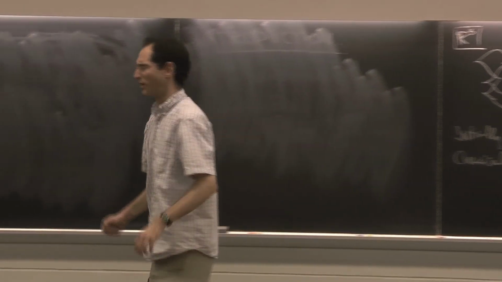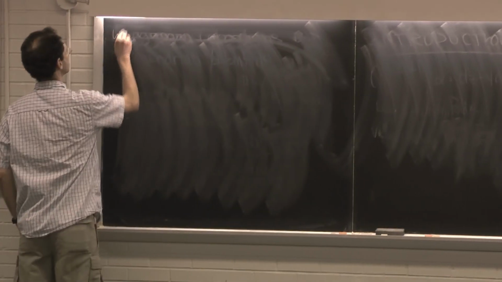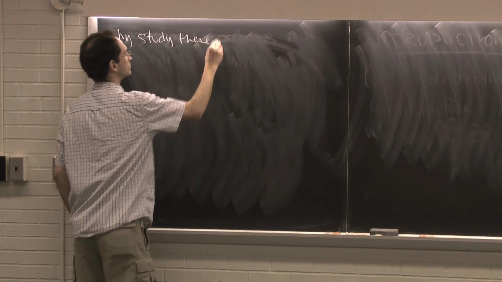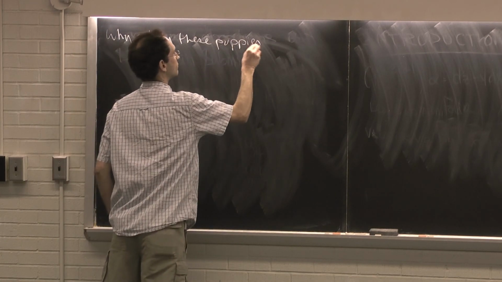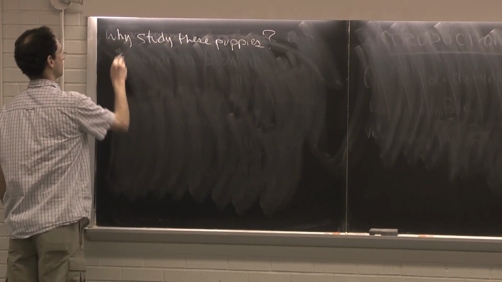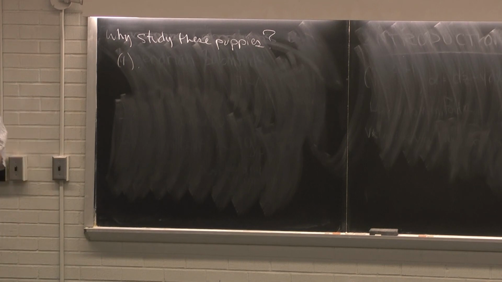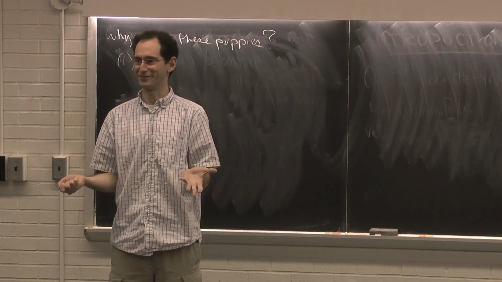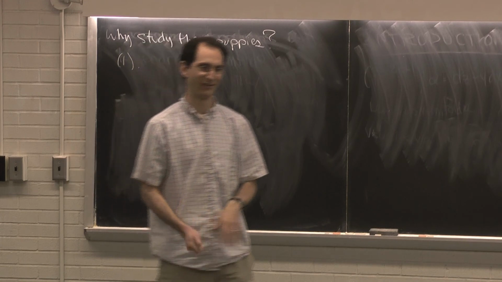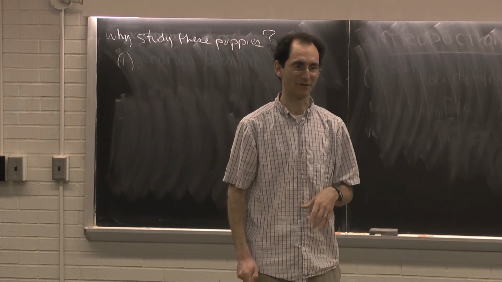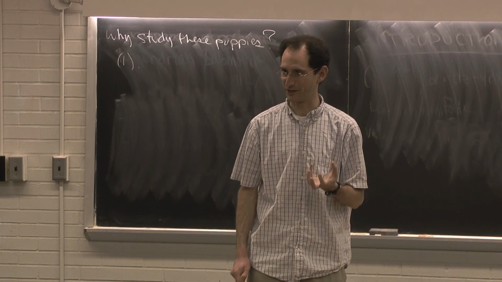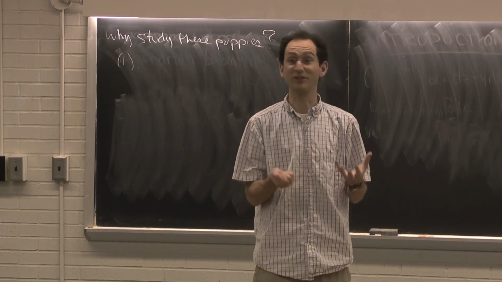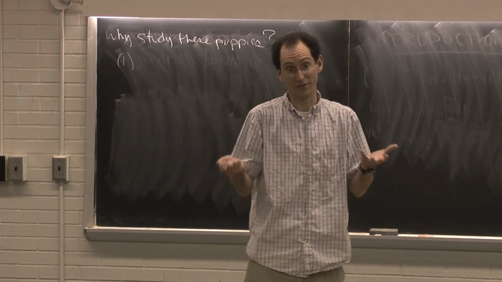Okay, so why study them? Let me give you three reasons. Reason number one is the reason you always study cobordism instead of just isotopy. Isotopy is a very fine relation. It's really hard to get a grip on. So maybe you just want to weaken it and hope that you can get a grip on the weaker relation.